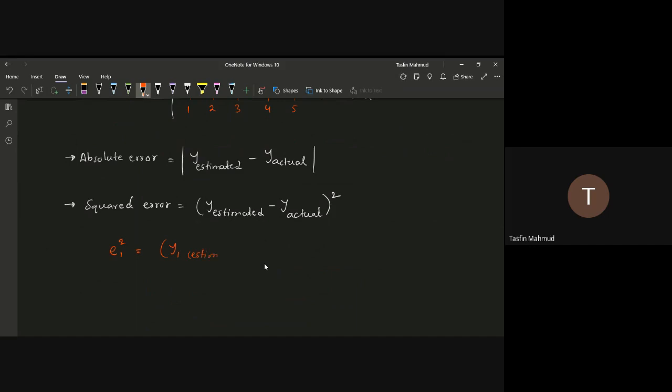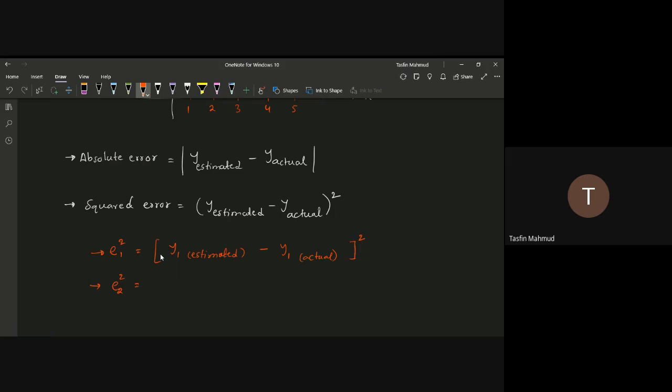We can actually subtract y1 estimated minus the y1 actual, right? And take its square. So this is the squared error for the first data point, and similarly for the second data point we can write e2 square.